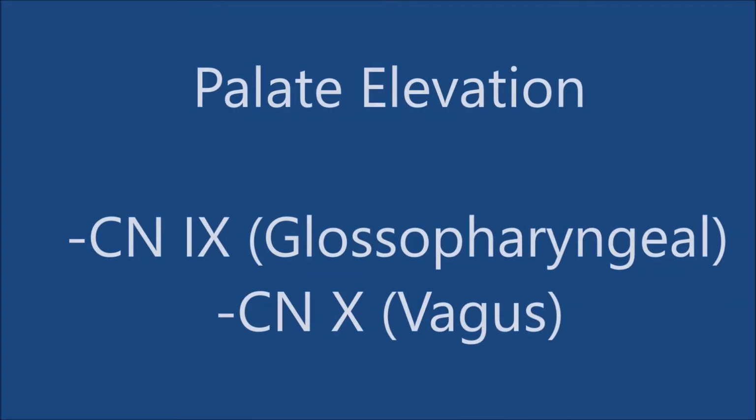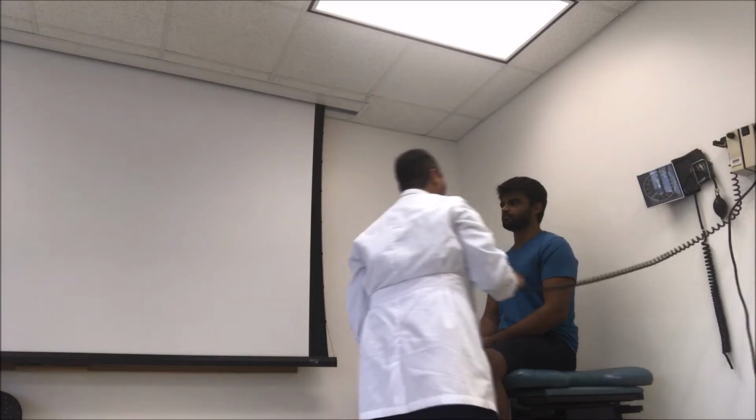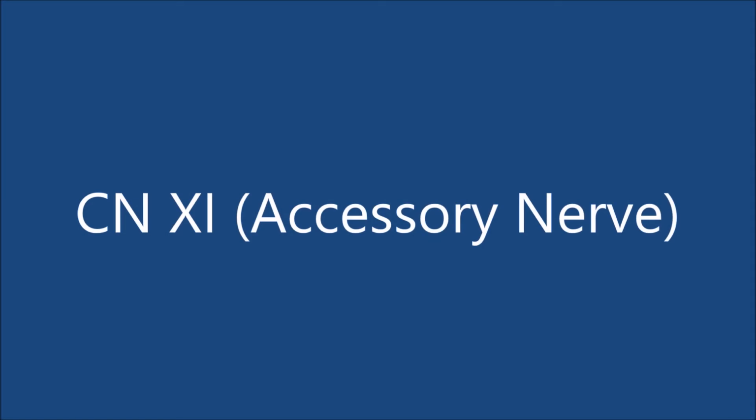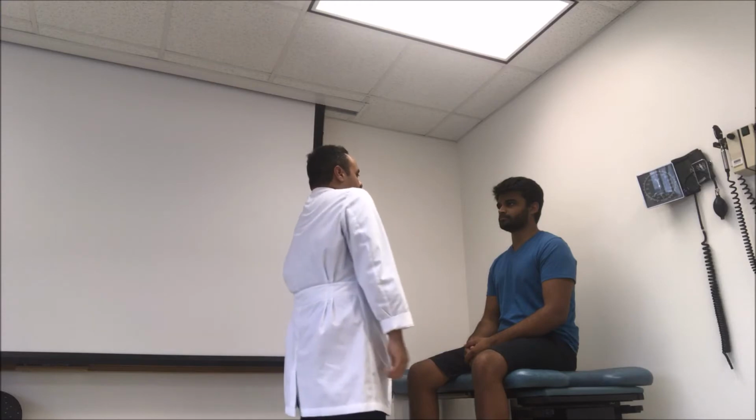You can be assessing for the patient's palate elevation through cranial nerves 9 and 10. That's the glossopharyngeal nerve and the vagus nerve. Simply have the patient open their mouth and say ah, and note for symmetric palate elevation. Shoulder shrug is innervated by the accessory nerve, which is cranial nerve 11.